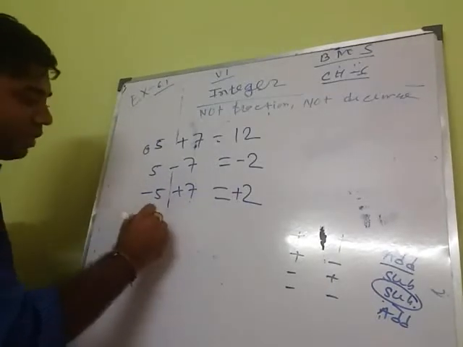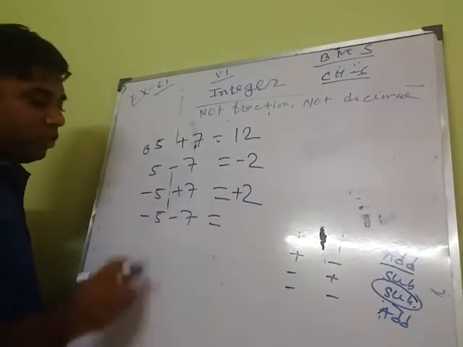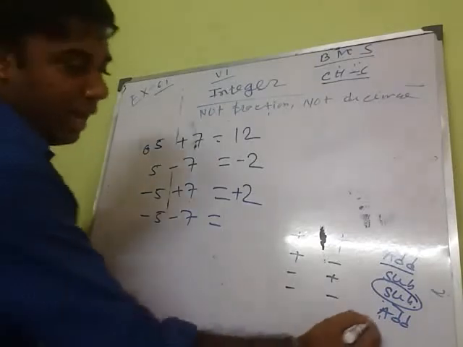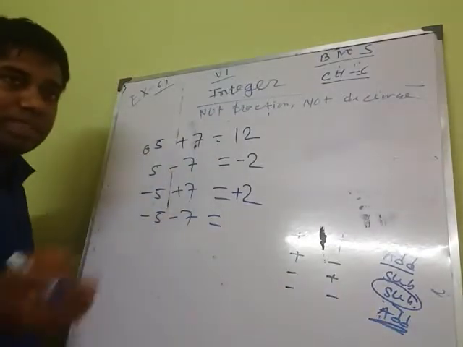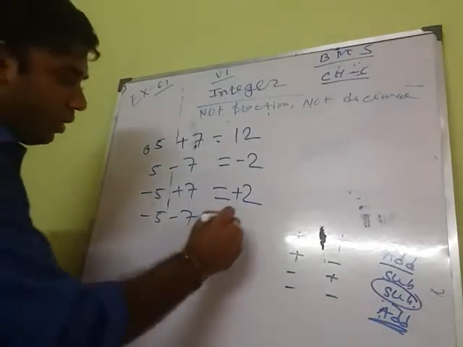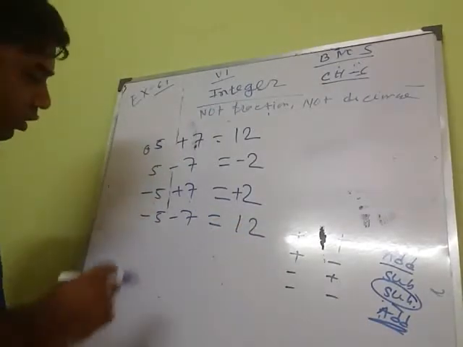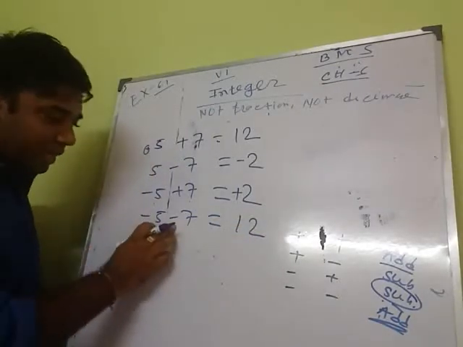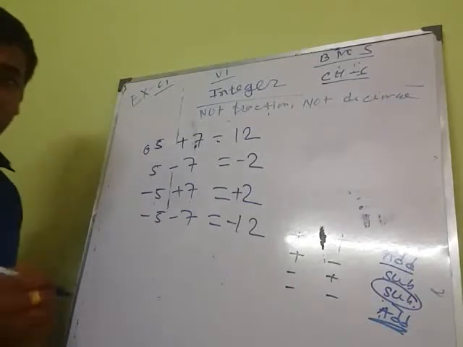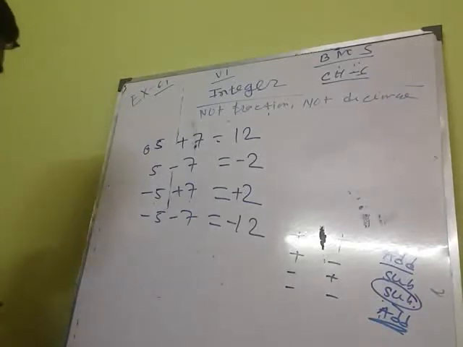Next, minus 5 minus 7. Same sign means addition. 5 and 7, by adding 5 and 7 we get 12. Okay, what will be the sign? What sign is given there? Minus. So it will be minus 12. Okay, I hope this concept is clear.